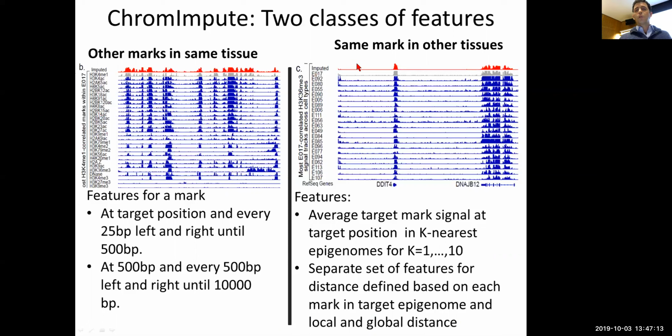Similarly, if you look at H3K36 trimethylation, this is a transcription-associated mark, you can see that, again, the mark that we're trying to predict is quite similar to a lot of other H3K36 trimethylation datasets, transcription-associated epigenomic datasets across many other cell types. So that means there should be enough information, either across cell types for the same mark or across marks for the same cell type, to help with our imputation.